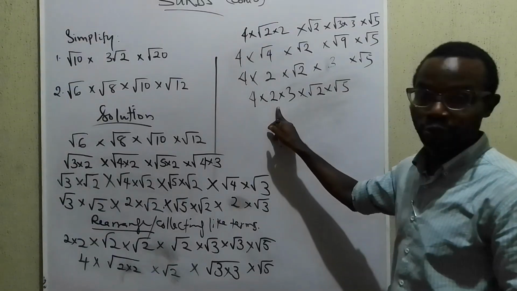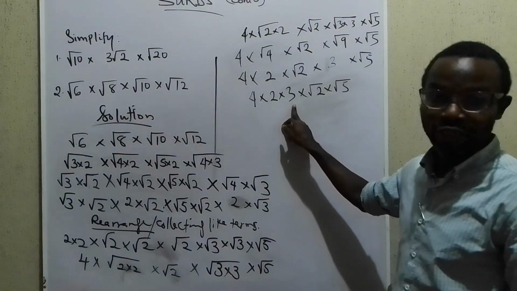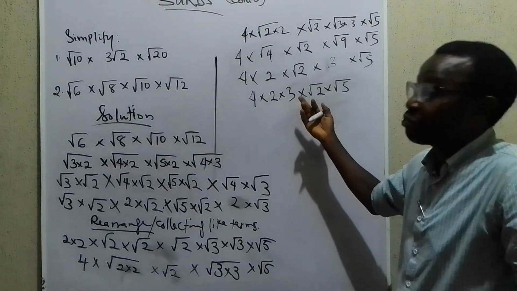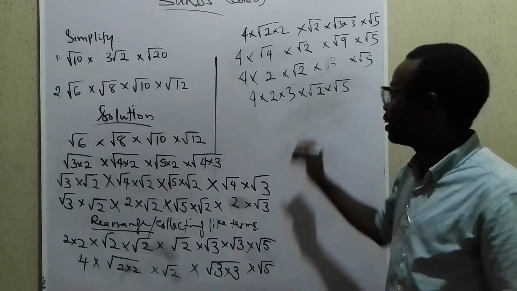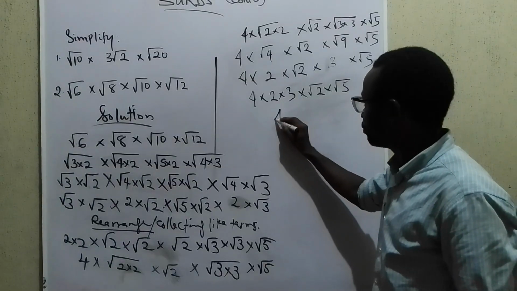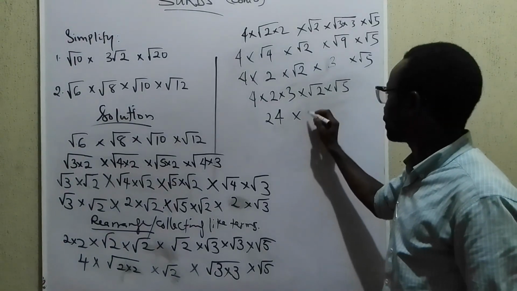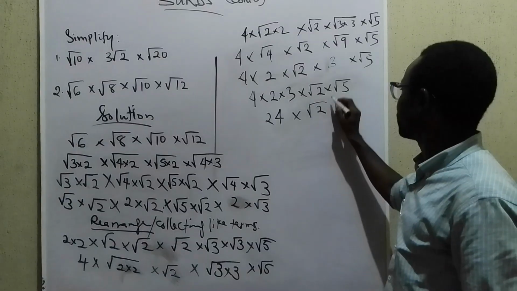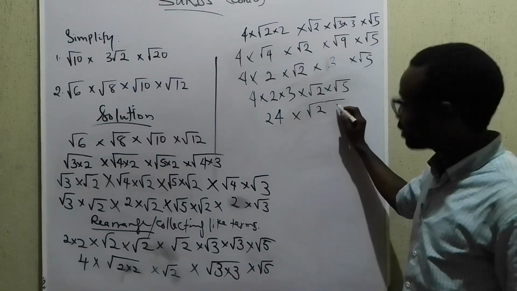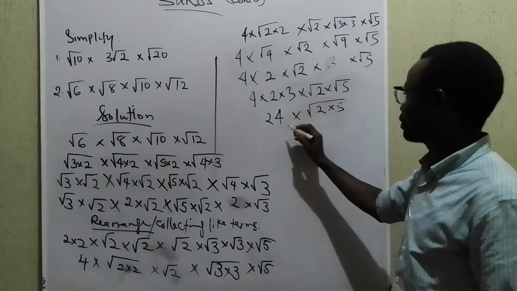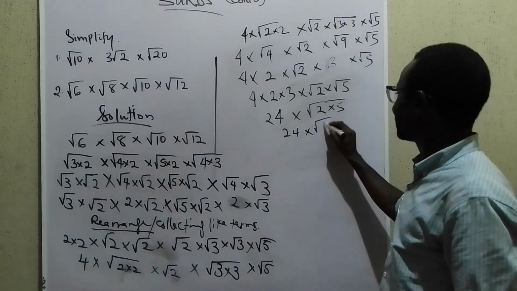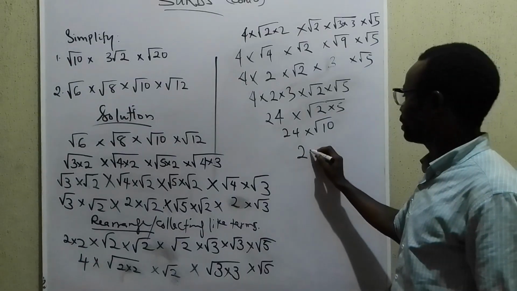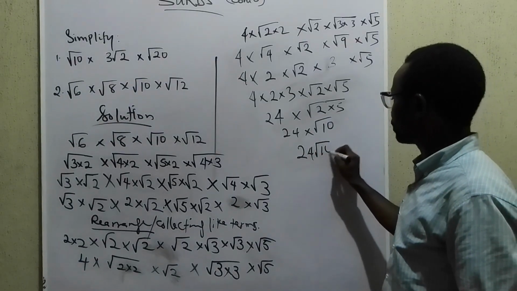So 4 times 2 is what? 8. 8 times 3 is what? 24. Or if you like, 3 times 4, 12. 12 times 2 is still 24. So we have 24 times root 2. Let's bring it together. You can do that. Times 5. So this is 24 times 2 times 5, 10. So what we have is 24 root 10.